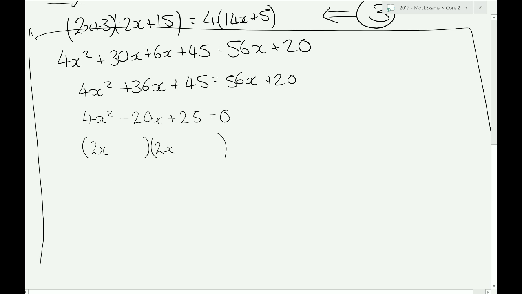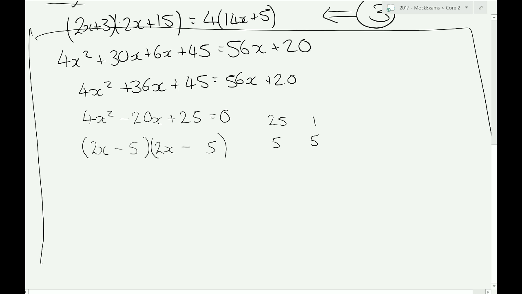Then I'm just thinking, what two numbers make 25? Well, there's 25 and 1, or there's 5 and 5. And again, we're trying to show that it's a repeating root, so it's giving me a really good indication that I'm going to need a 5 and a 5 in here, and that does work because 2x times 5 and 2x times 5 is going to give me my 20x if both of them are negative. Then I've got minus 5 times minus 5, which is plus 25.